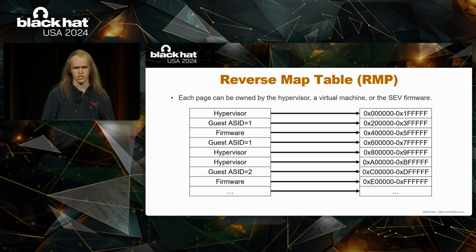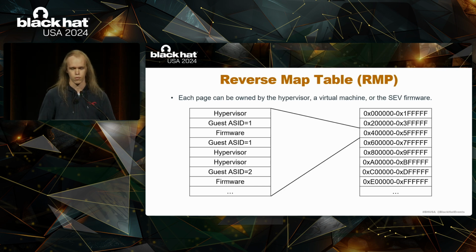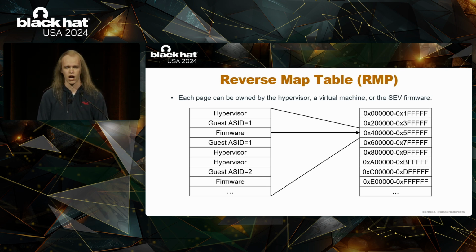Interestingly, though, because the RMP is just stored in regular memory, the RMP itself also has an RMP entry. And this is actually a really good example for memory that's owned by the firmware. The reason that it's owned by the firmware is that we don't want the hypervisor or the guest to directly write to the RMP. We only want to allow accesses using those special CPU instructions, and we want to forbid all other write accesses.